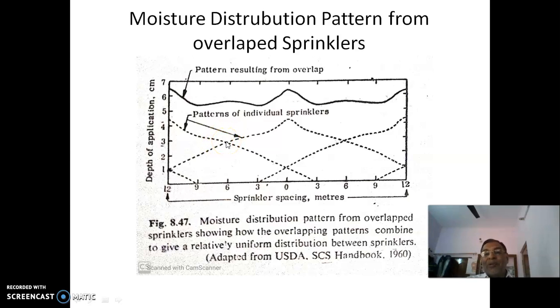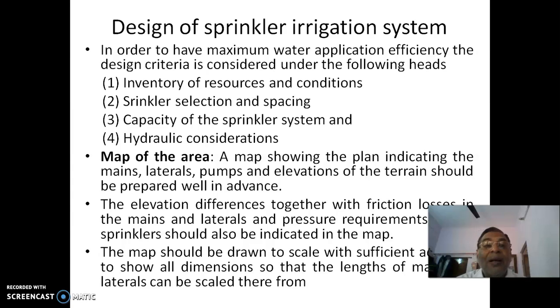So like that, it will be covered uniformly. This is the moisture distribution pattern from overlapped sprinklers, showing how the overlapping patterns combine to give a relatively uniform distribution between the sprinklers. You have to arrange in such a way that the sprinklers give uniform distribution of the depth of water that is sprayed. Now this is the design of the sprinkler irrigation system.